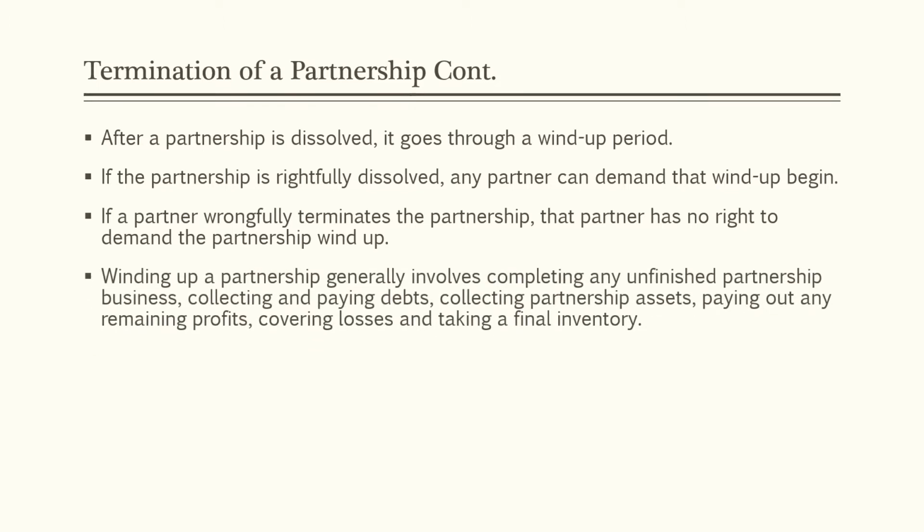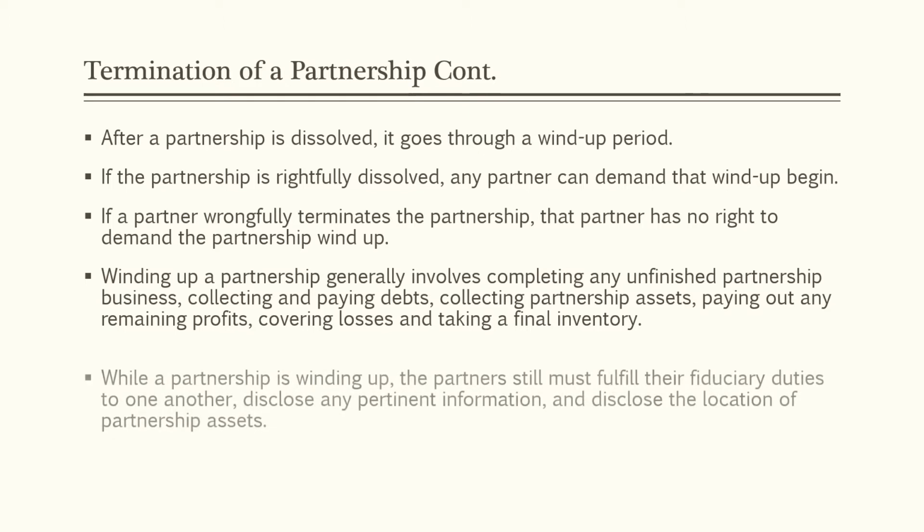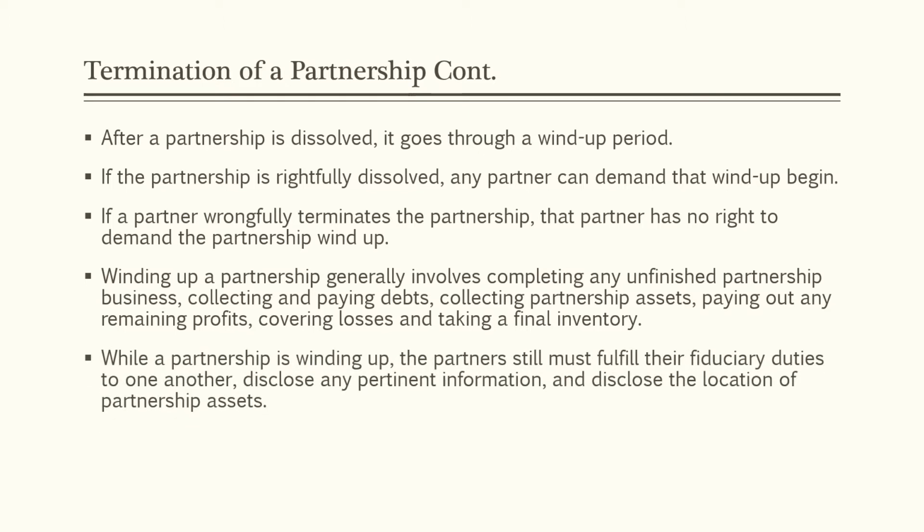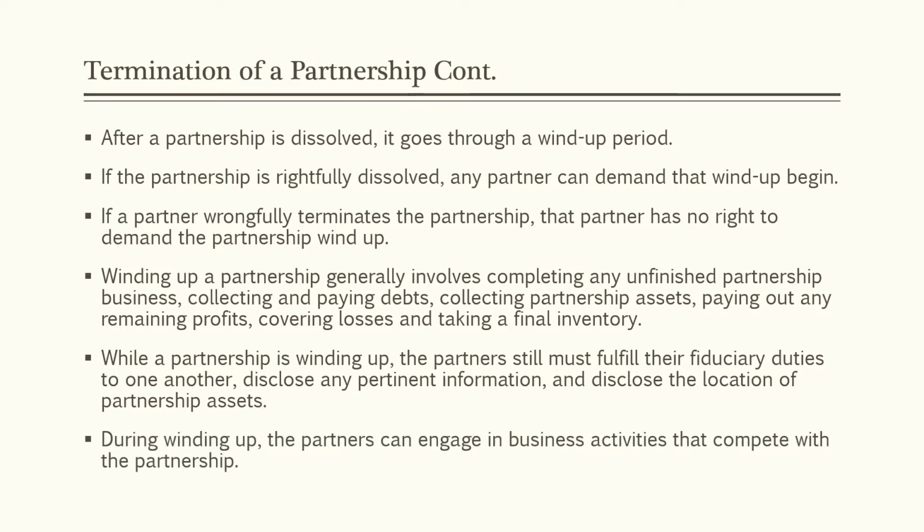Winding up a partnership generally involves completing any unfinished partnership business, collecting and paying debts, collecting partnership assets, paying out any remaining profits, covering losses, and taking a final inventory. While a partnership is winding up, the partners still must fulfill their fiduciary duties to one another, disclose any pertinent information, and disclose the location of partnership assets. During winding up, the partners can engage in business activities that compete with the partnership.